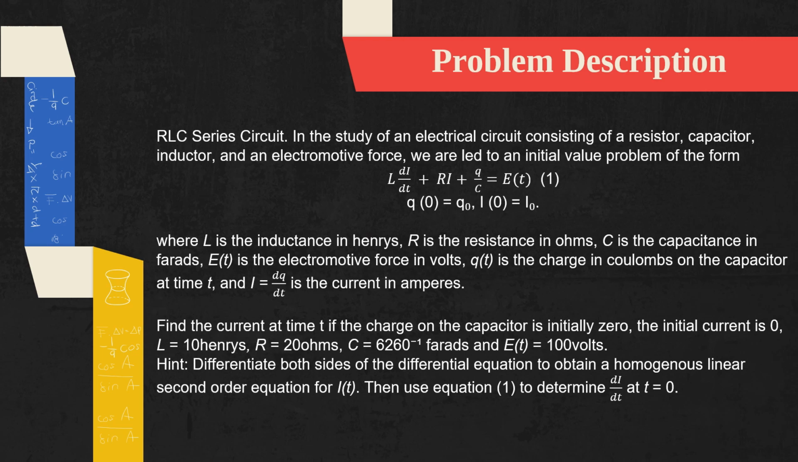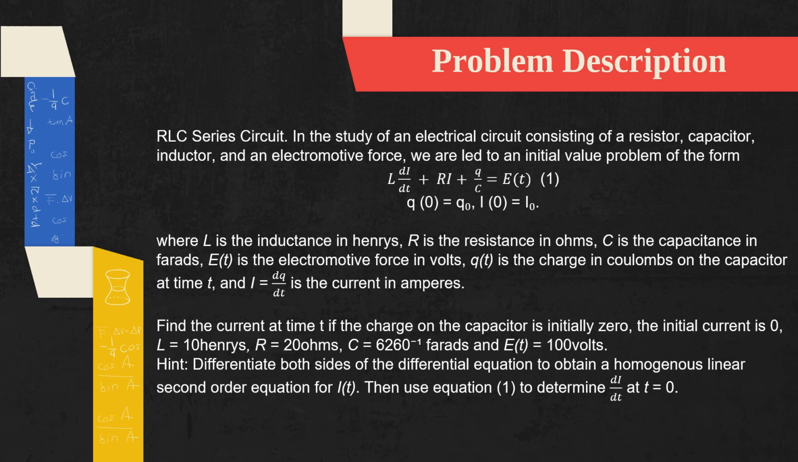So our question is about the RLC series circuit, which consists of a resistor, capacitor, inductor and an electromotive force. The question also gives an equation, which is L dI over dt plus Ri plus Q over C equals E(t), which is equation 1, when Q(0) equals Q0, I(0) equals I0. So L is the inductance in henries, R is the resistance in ohms, C is the capacitance in farads, E(t) is the electromotive force in volts, Q(t) is the charge in coulombs on the capacitor at time t.